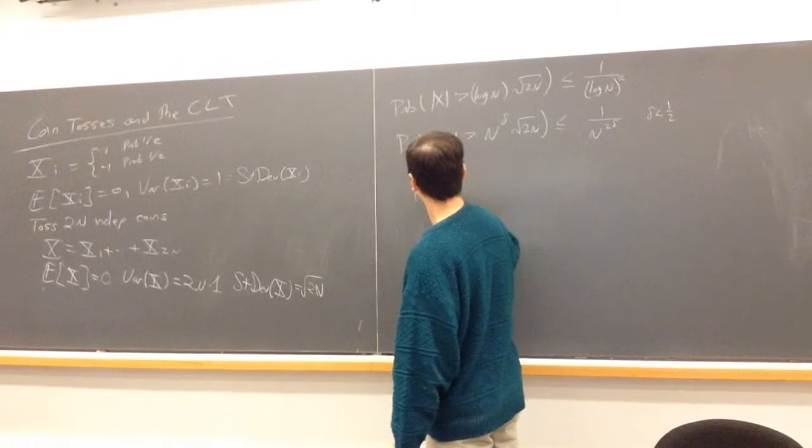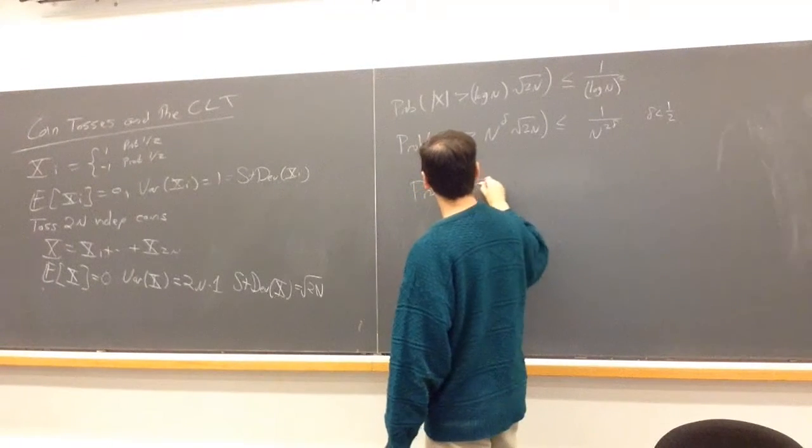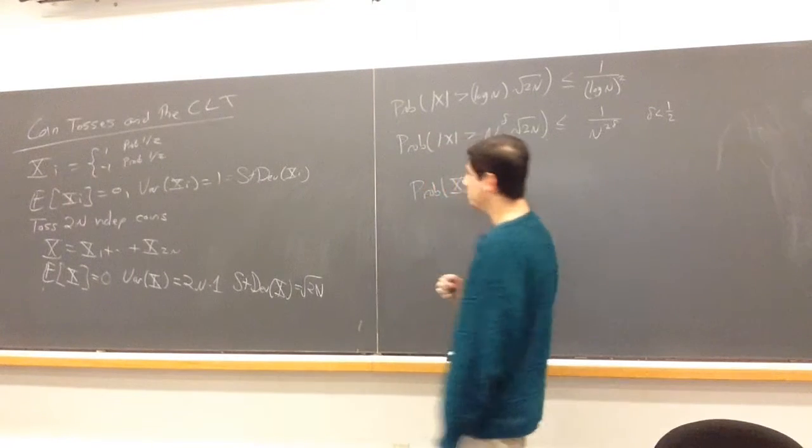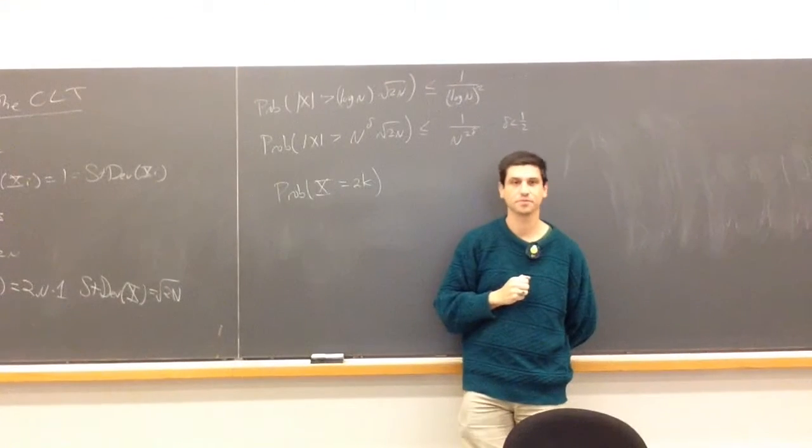What is the probability that x equals 2k? And why am I going to write it as 2k?